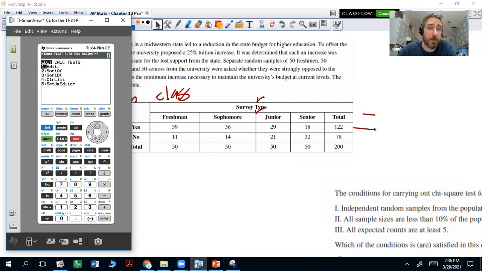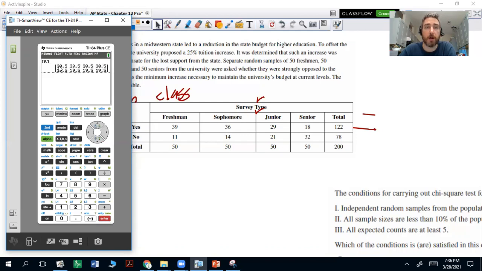Next, click on your stat menu, go over to tests and go to chi-squared test. Not goodness of fit, just regular chi-squared. Keep your observed in A, your expected in B, go to calculate. There are your numbers, your chi-squared test statistic, your p-value, and your degree of freedom. If you needed those numbers, you could write them down. But we're going to go into our matrix menu and get our expected counts. So second x to the negative 1. As you can see, there's 1 in B now. Go down and click enter. And here are your expected counts.